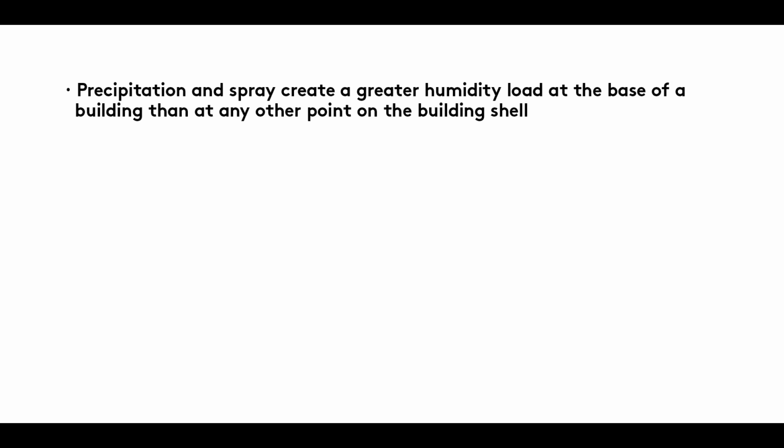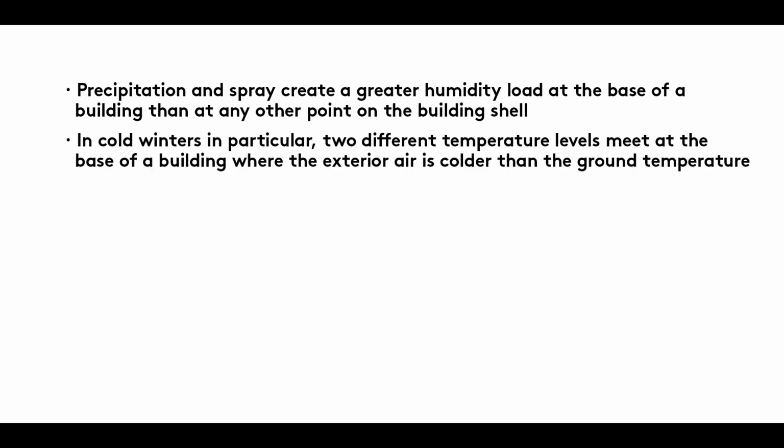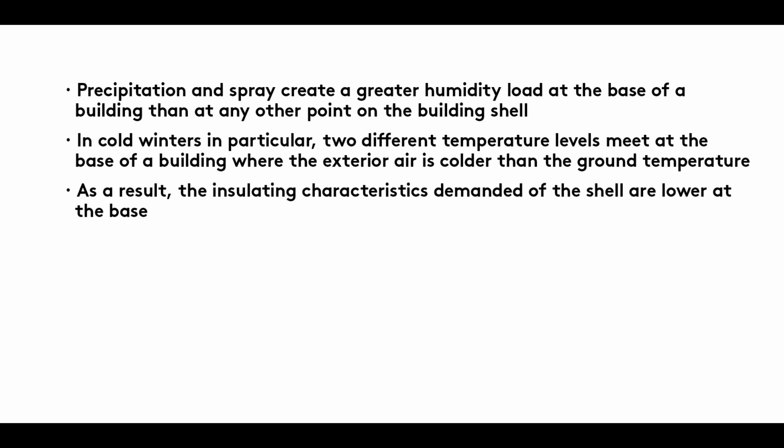Summary: precipitation and spray create a greater humidity load at the base of a building than at any other point on the building shell. In cold winters in particular, two different temperature levels meet at the base of a building where the exterior air is colder than the ground temperature. As a result, the insulating characteristics demanded of the shell are lower at the base.